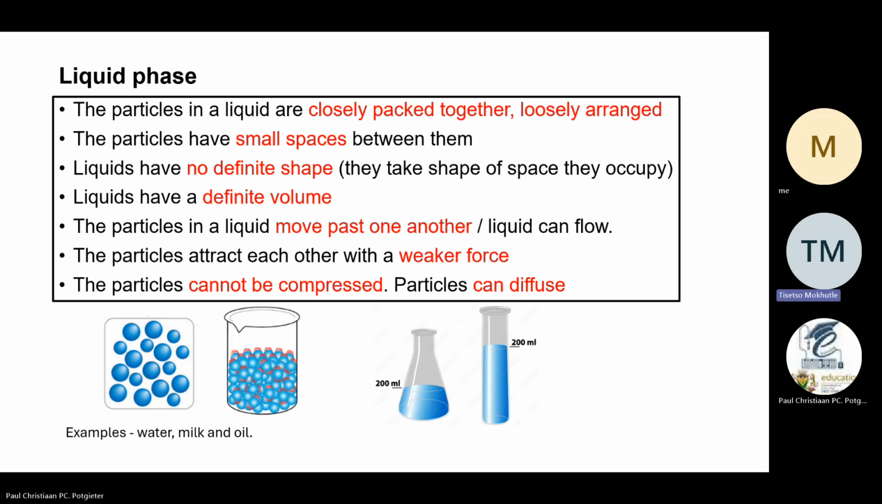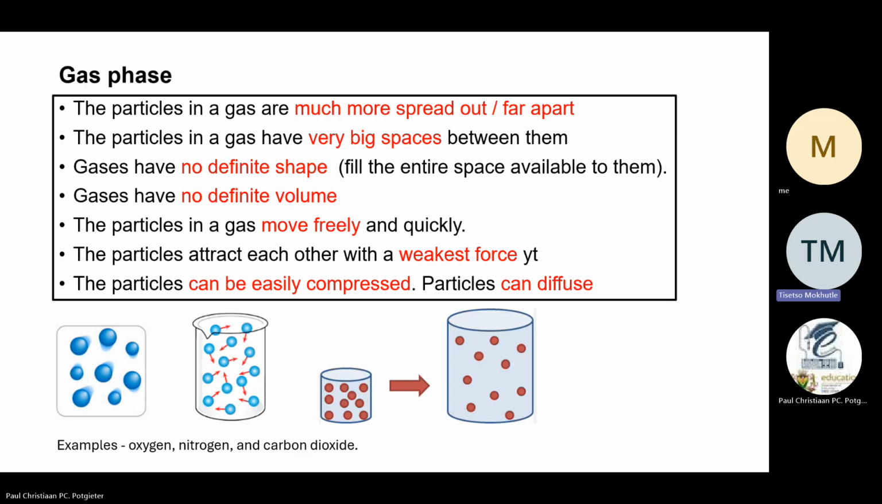Okay, what about the gas phase? Examples of liquid substances are milk, water, and oil. Okay, let's look at the gas phase. When you proceed to the gas phase, you see now that the particles are much more spread out or further apart. As you can see in the diagrams below, the particles in a gas have very big spaces between them.